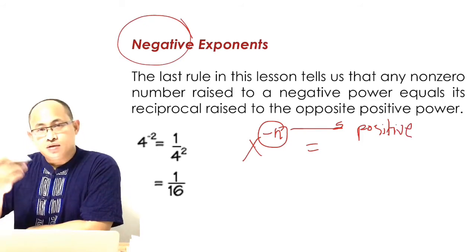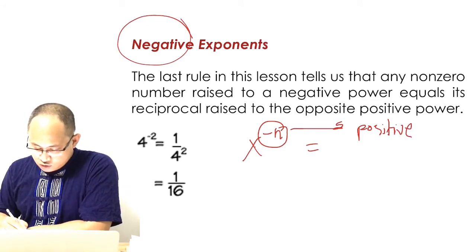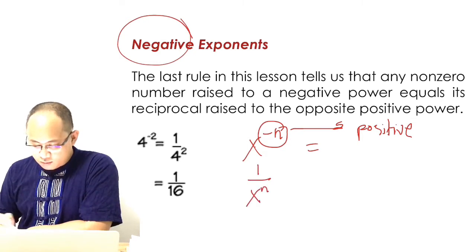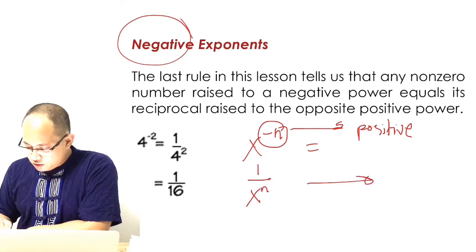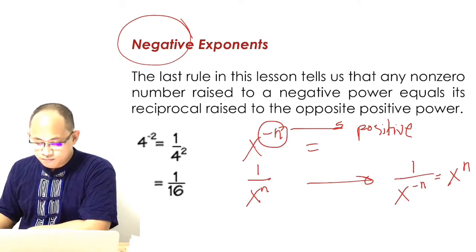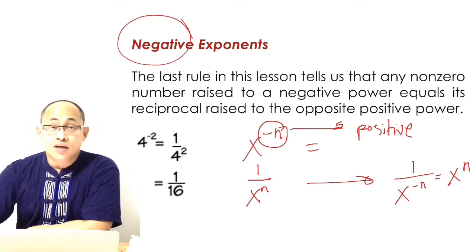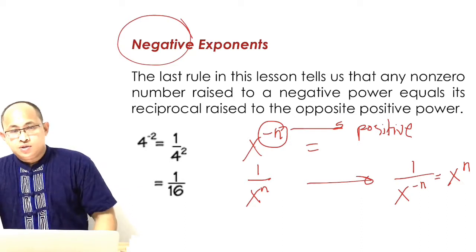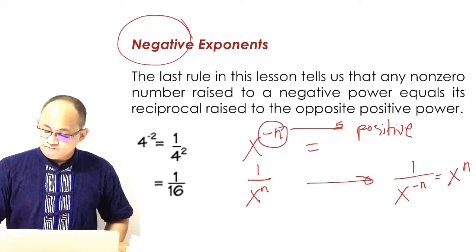You have to put it on the denominator. So therefore, this one becomes 1 over x to the power of n. What if it is 1 over x to the power of negative n? Then you're going to change this to x to the power of n. Alright? That's how a negative exponent is handled.